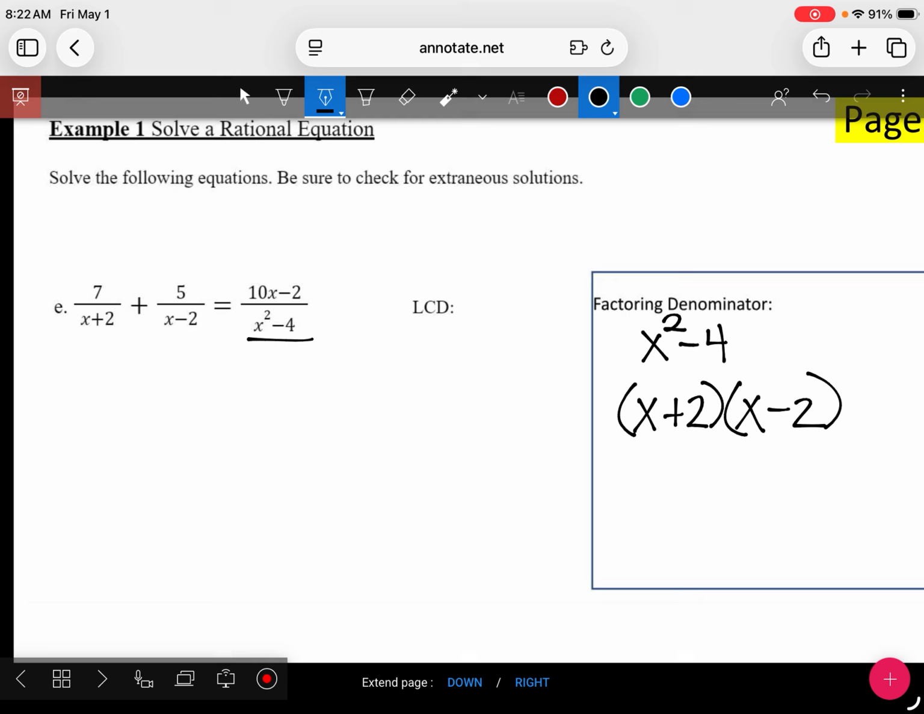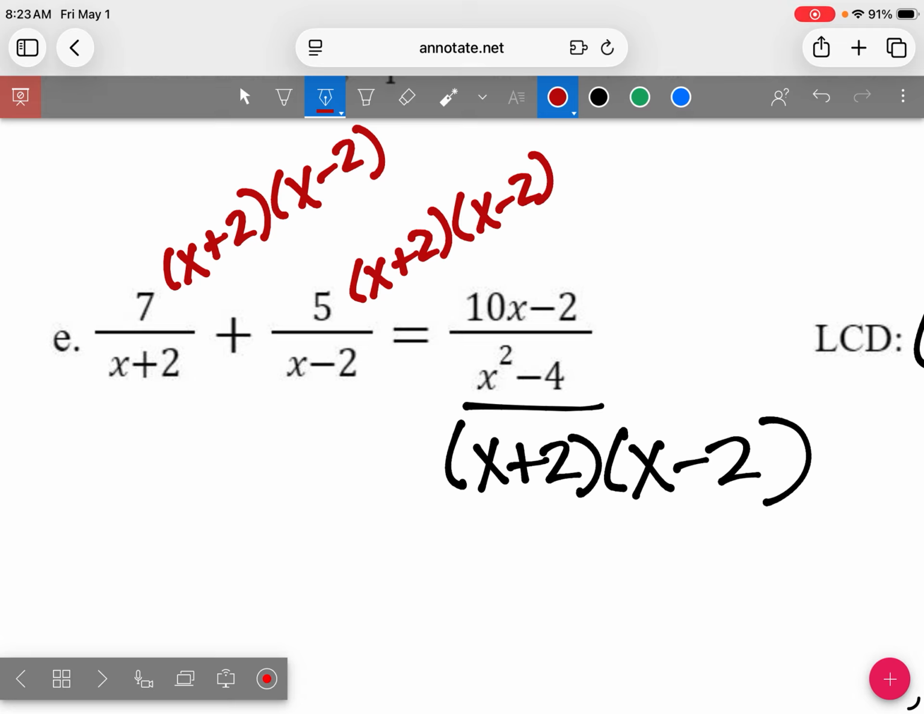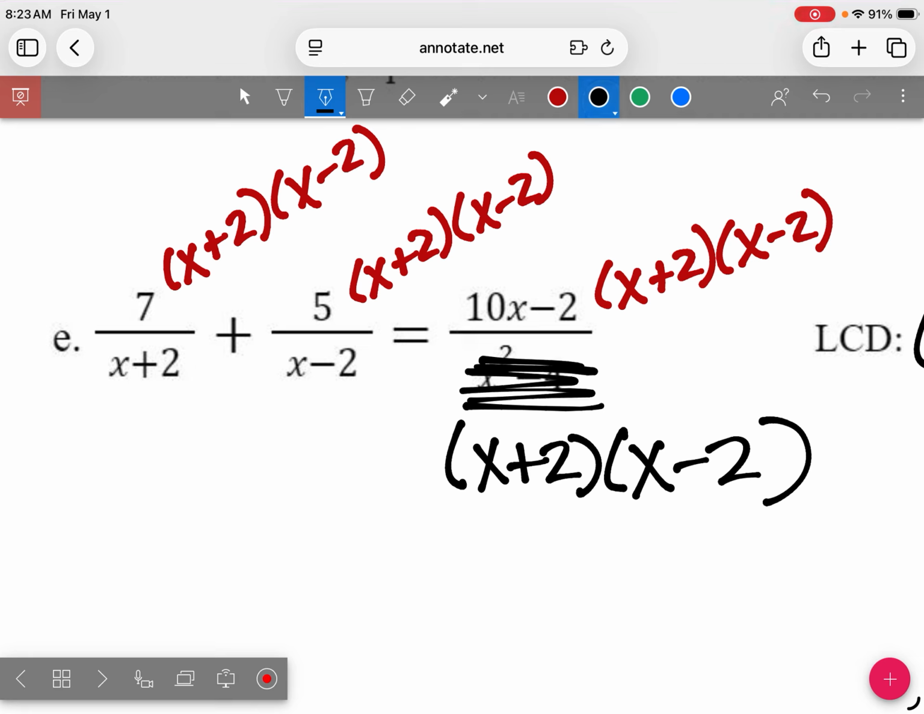Okay. So then that means this is really x plus 2, x minus 2. So my LCD is x plus 2, x minus 2. So now let's multiply everything by x plus 2, x minus 2. This fraction, multiplying it by x plus 2, x minus 2. The middle fraction. And at the end. Again, the goal when you're solving is to clear your denominator. Clear it out.